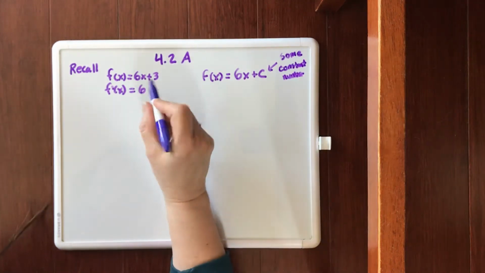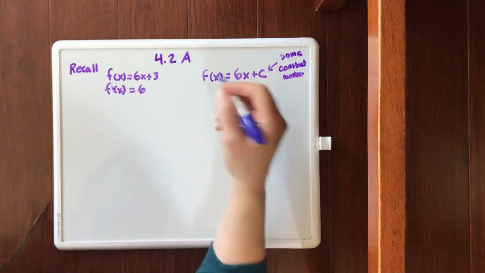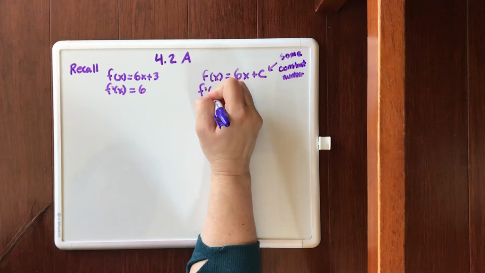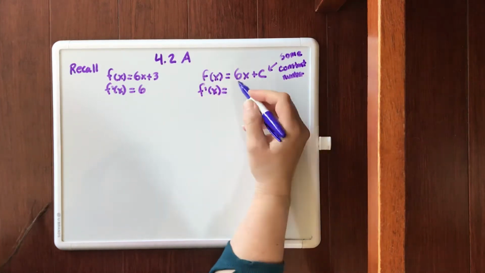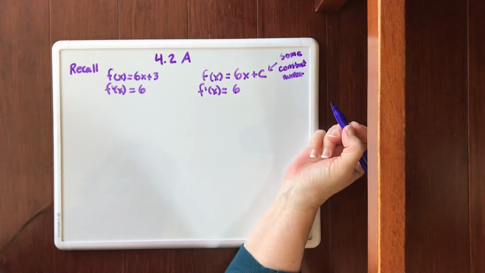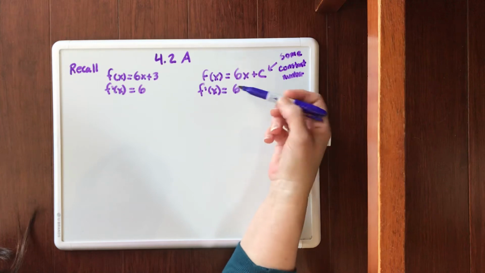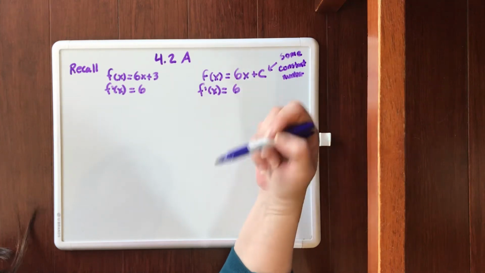Okay? 3 is a constant. When we take the derivative of 3, it just goes away to 0. So in this case, if we find f prime of x, the derivative of 6x is 6, and the derivative of some constant number is 0. Okay, so we can go from here to here. What if we wanted to go from here back to here?